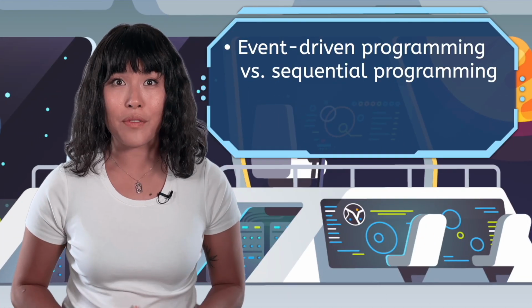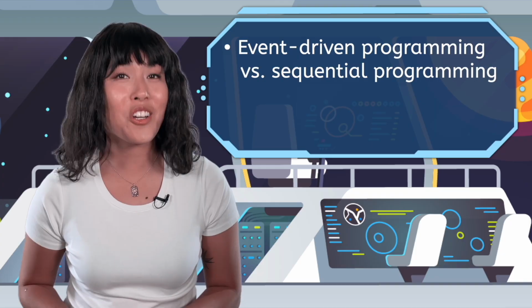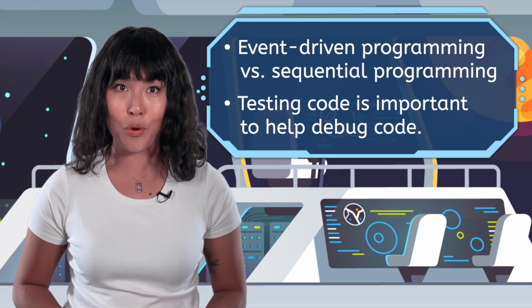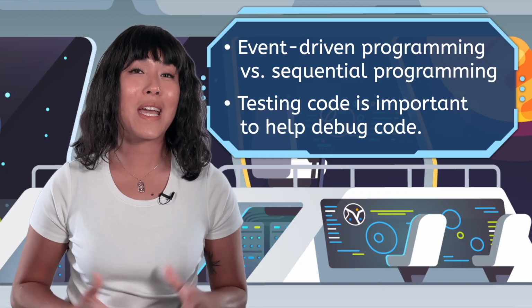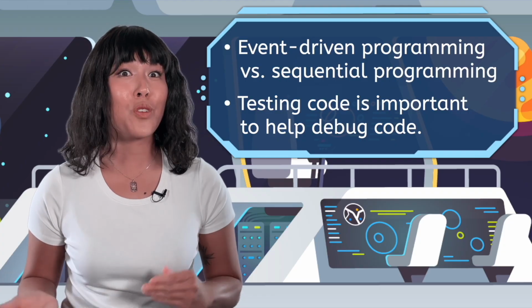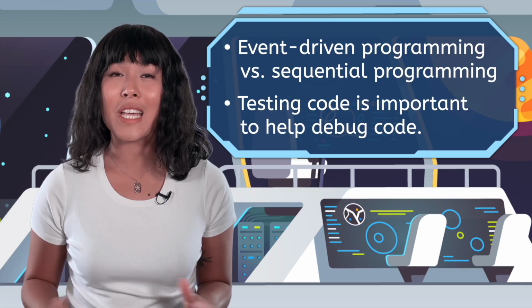Nice job navigating around that asteroid! That was a close one. Let's take a minute to think about what we've learned today. We took a look at event-driven programming, where we clicked a button and an action occurred. Then we wrote a list of commands using sequential programming, and the computer processed them one at a time in order. We also learned that testing your code as you write it is the best way to debug or find errors in your code.